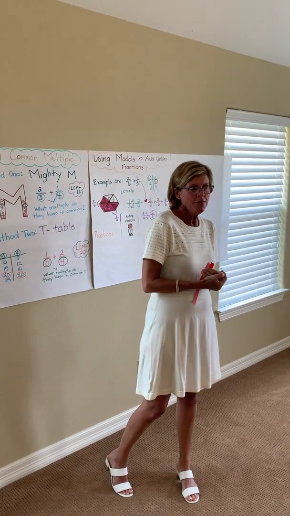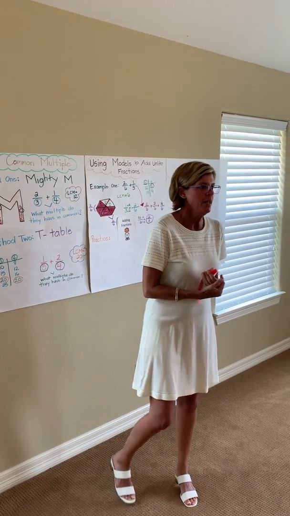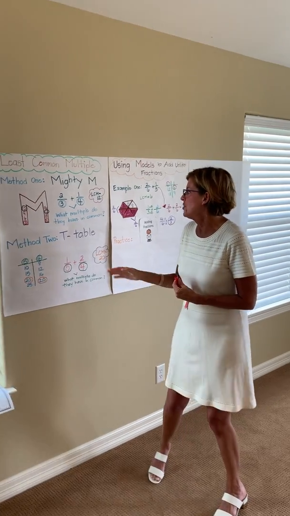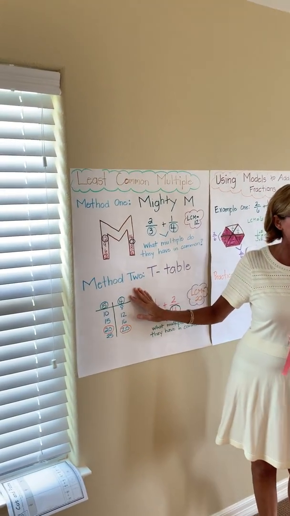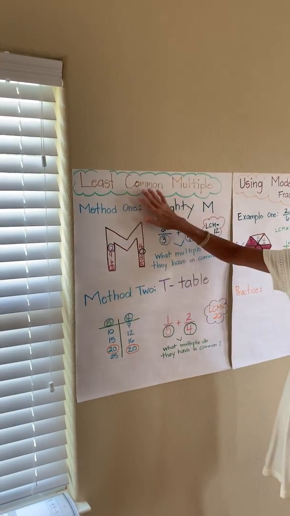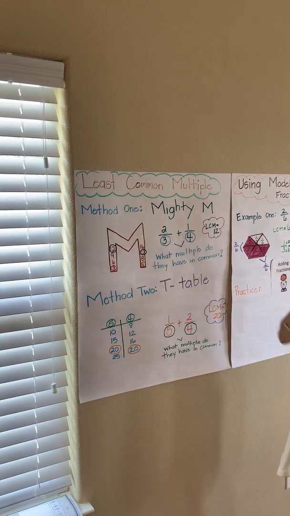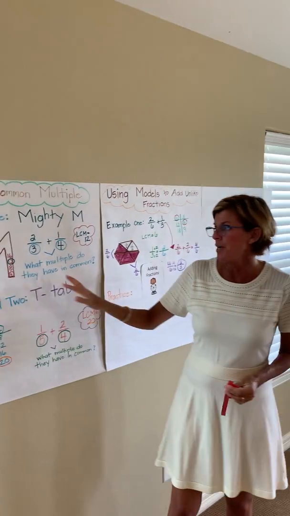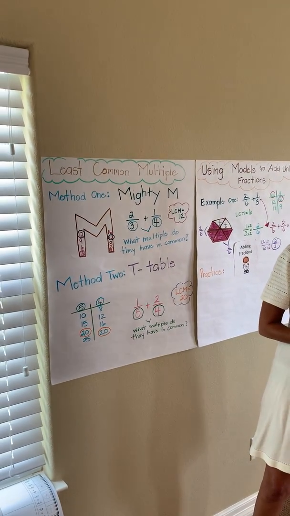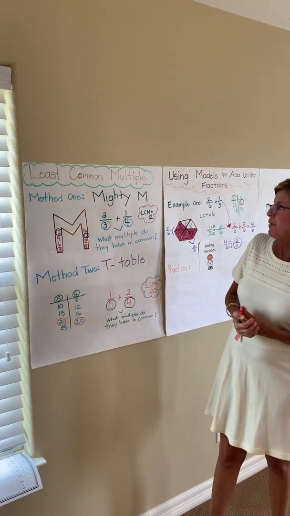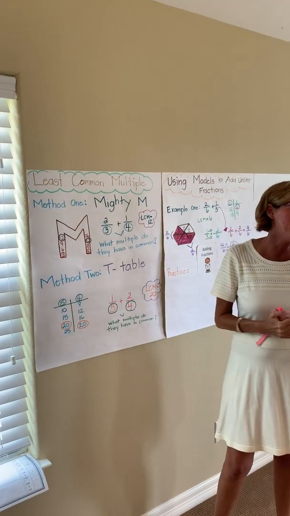Perfect. So we've already been talking about adding unlike fractions, and the big focus of last week's math lesson was understanding how to find the least common multiple or the least common denominator. And we learned two different methods to do that. So a quick review, the first one we learned was called the mighty M.